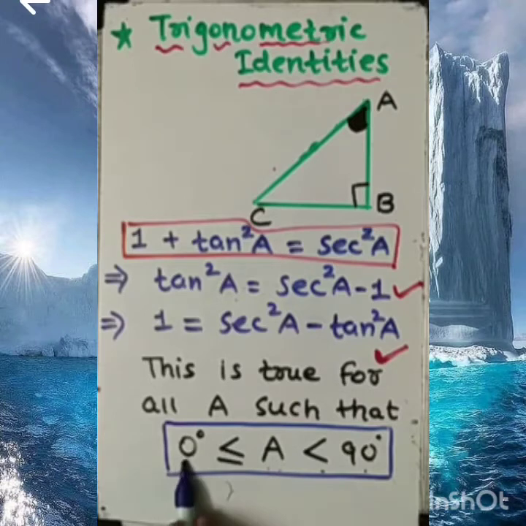It can be 0 degree or greater than 0. But the value of A must be less than 90 degree. It should not be 90 degree. It should not be equal to 90 degree. Got it? This is a very important result. Now let's apply it for the third identity. Let's see how to derive the third identity. Make yourself ready.